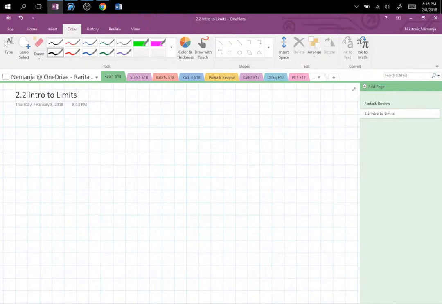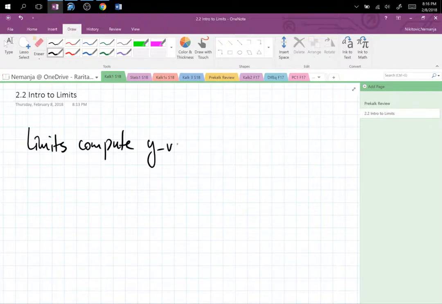So, in a nutshell, the most important sentence over here probably is: limits compute y values of functions. And that's it. So, limits compute y values of functions.